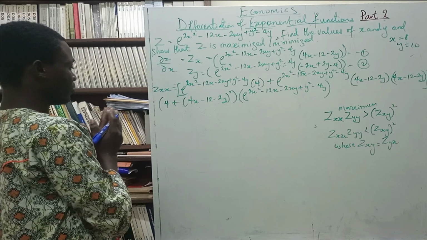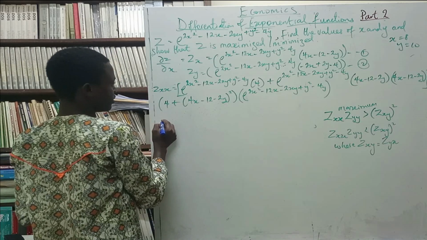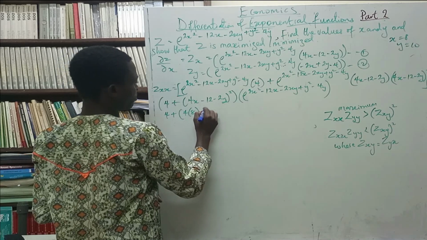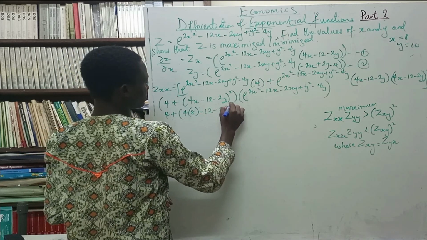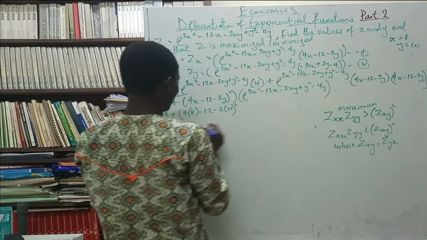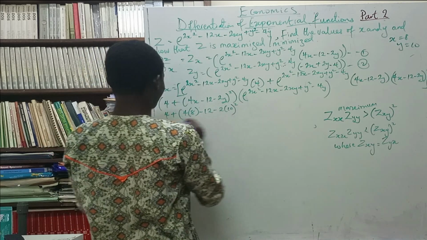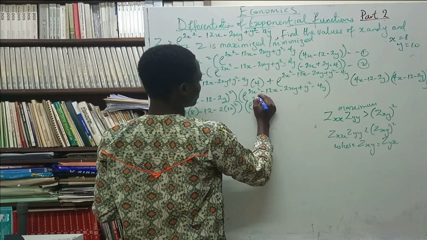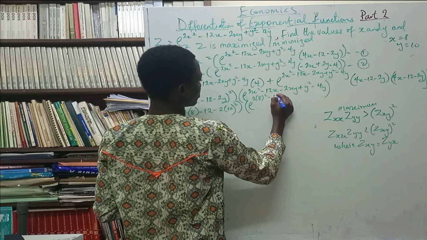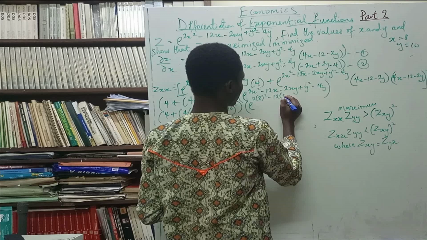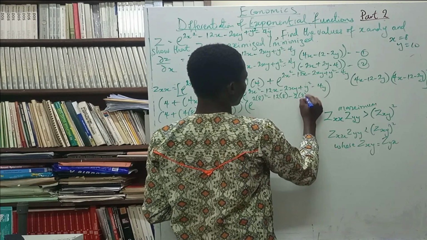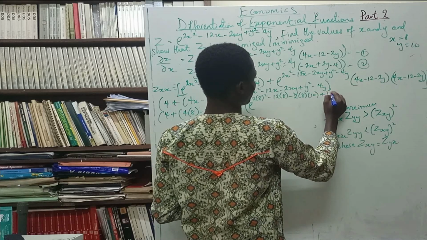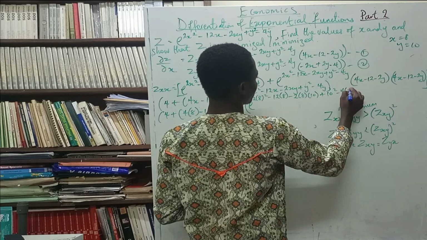So we then substitute the values of x and y that we got earlier. So here we'll be having 4 plus 4 into bracket, this is 8, minus 12 minus 2 into bracket 10, and square. All of this into bracket e raised to power 2 into bracket 8 squared minus 12 into bracket 8 minus 2 into bracket 8 into bracket 10 plus 10 squared minus 4 into bracket 10.